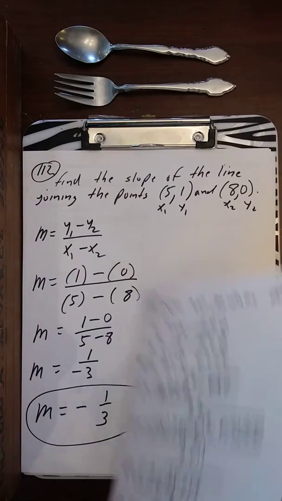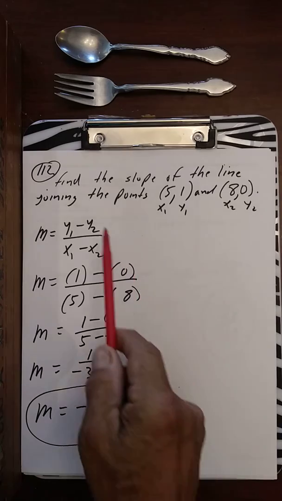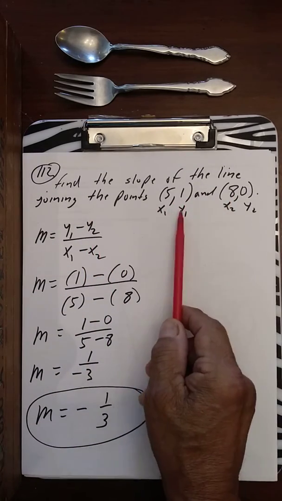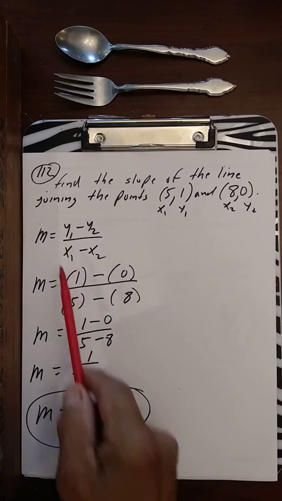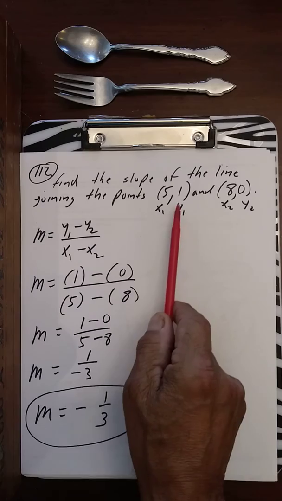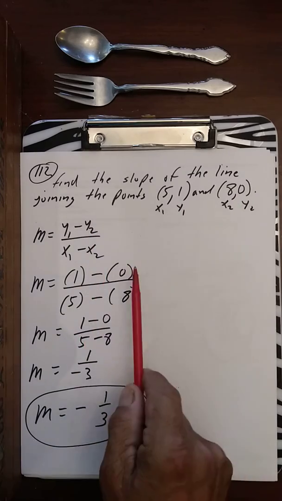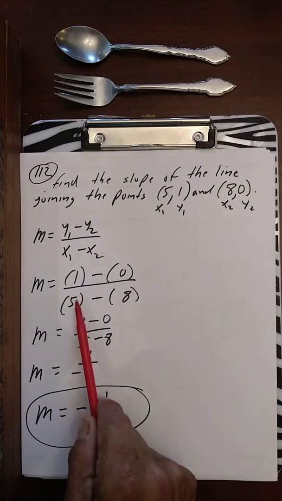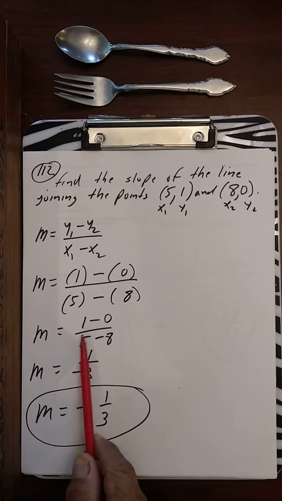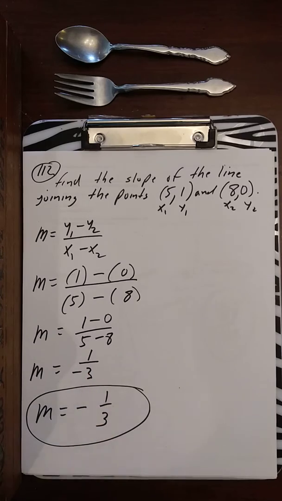By using the quadratic formula, of course. Find the slope of the line joining the points. x1, y1, x2, y2. Slope is this formula right here. So now, y1, there it is. y2, there it is. x1, there it is. x2, there it is. So now we have 1 minus 0, which is 1, over 5 minus 8, negative 3, or negative 1/3. This is the slope.